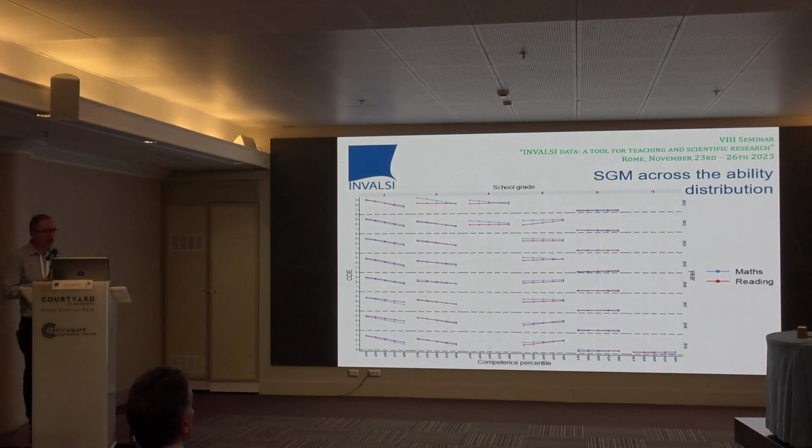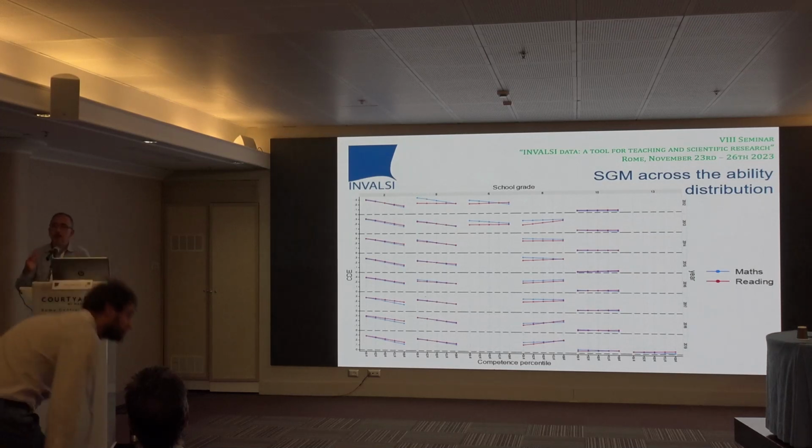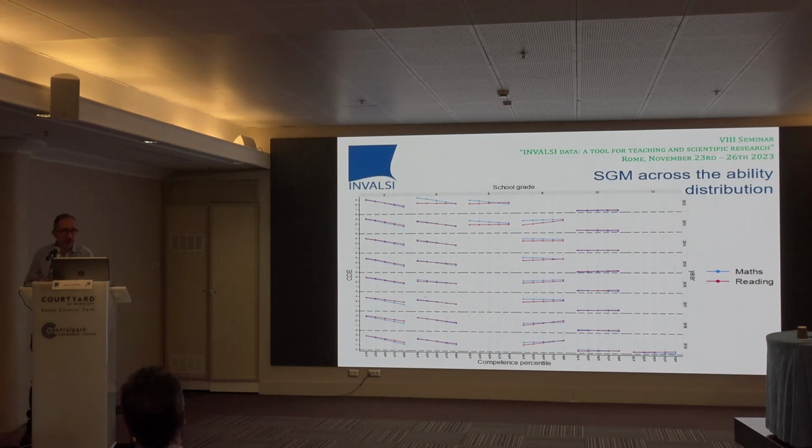The last, maybe you cannot see very well, but the pattern is pretty straightforward. Remember, we were asking whether this SGM is larger or smaller along the ability or the competence distribution. The answer is there is evidence of a pattern of compensatory advantage, so smaller gaps for high achieving students, larger gaps for lower achieving students in elementary school, especially 2nd and 5th grade, a little bit in the 6th grade, but not much afterwards. Especially in 10th grade, you don't find much, and in the 8th grade, you find that the gap is almost constant.